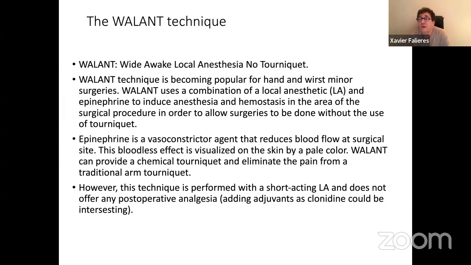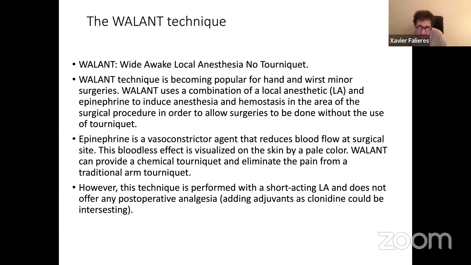So if you're okay, I would like to go on with the WALANT technique. WALANT is wide awake local anesthesia, no tourniquet. We know it's becoming very popular, and I think that we anesthetists in our country will lose the small hand surgery, as with peritoneal surgery. It won't be at the OT anymore within, I think, 2 years.